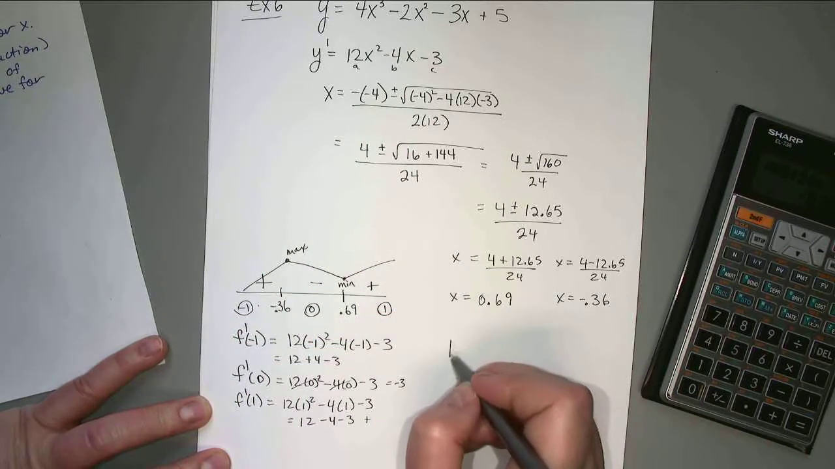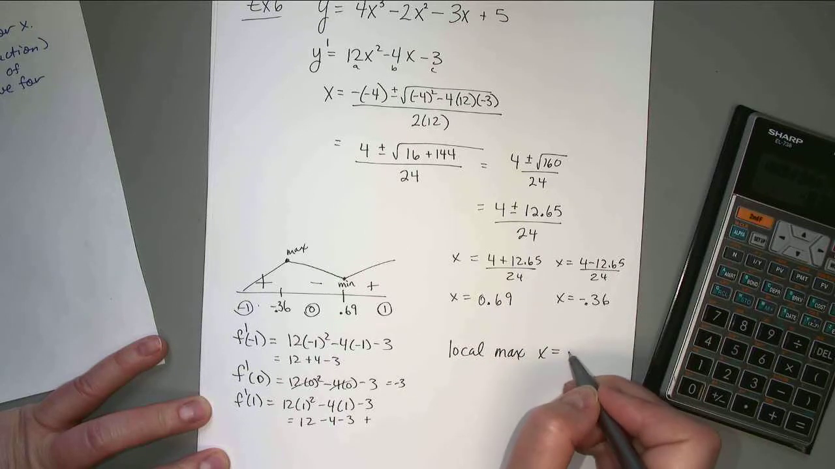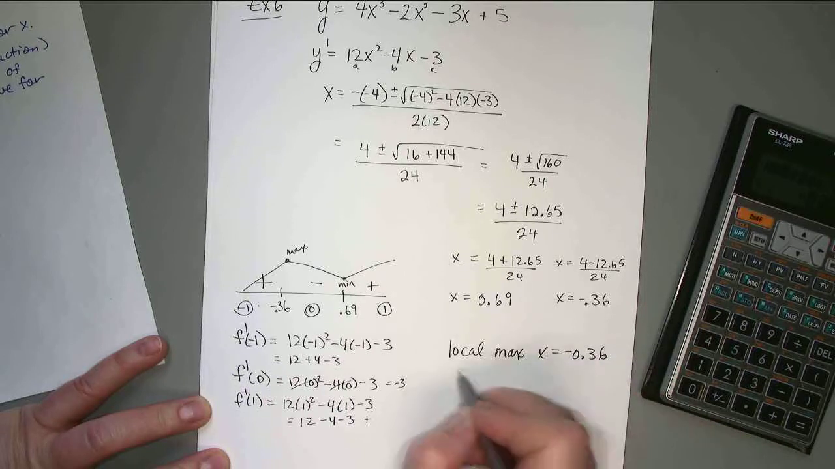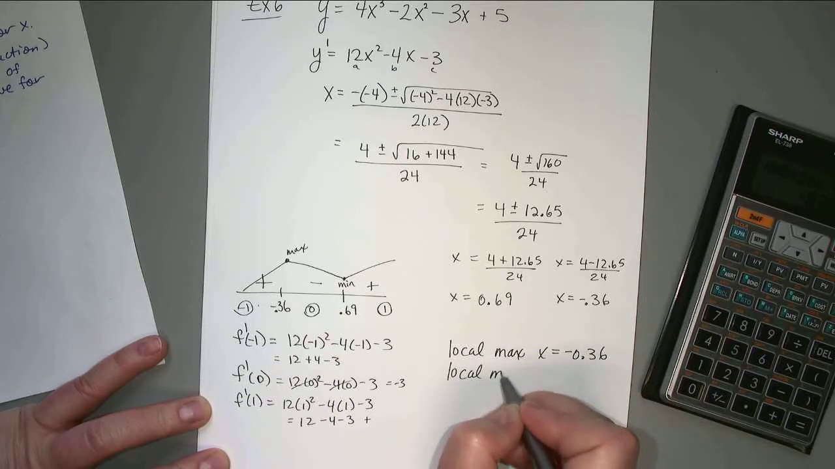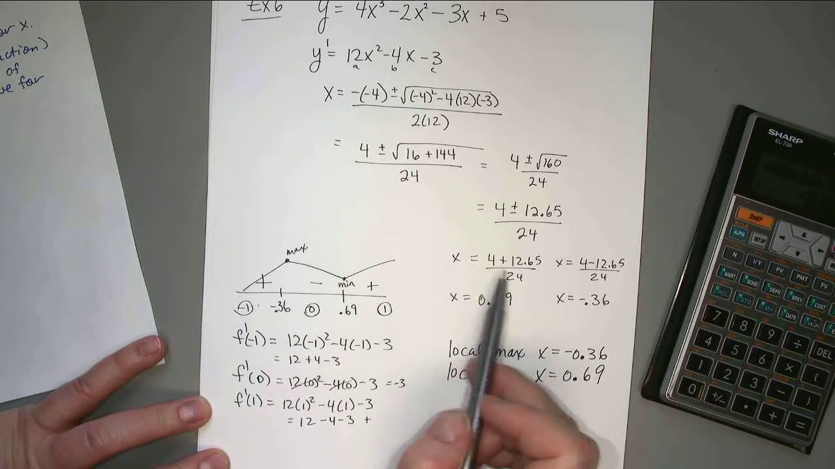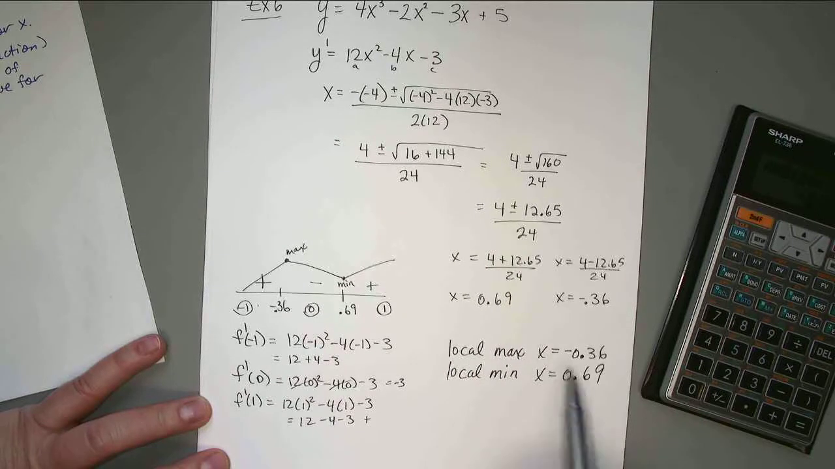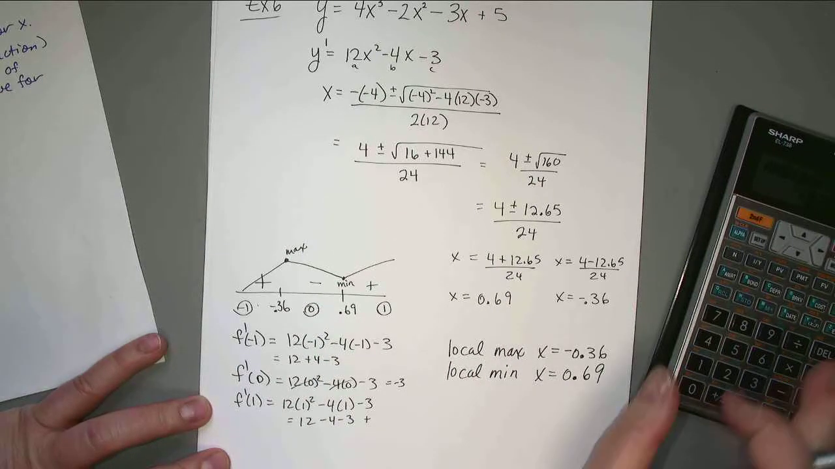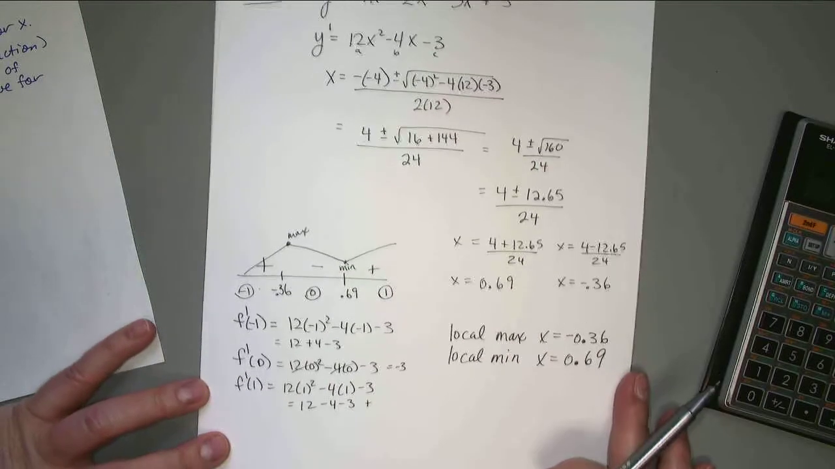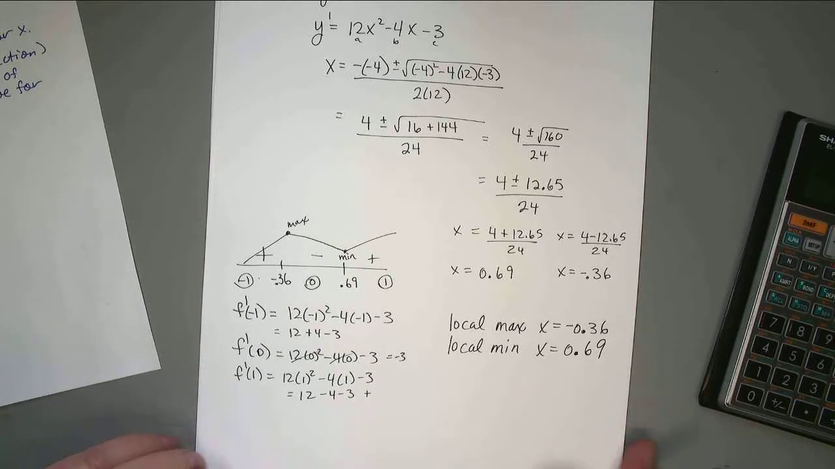So local max at x equals negative 0.36, and local min at x equals 0.69. Now, to be exact, we would actually keep the square root of 160, but for any of our purposes, rounding it off to 2 decimals will work. If you needed it to be more accurate, you'd either keep more decimals or keep it as the square root until the very end, but this works fine.